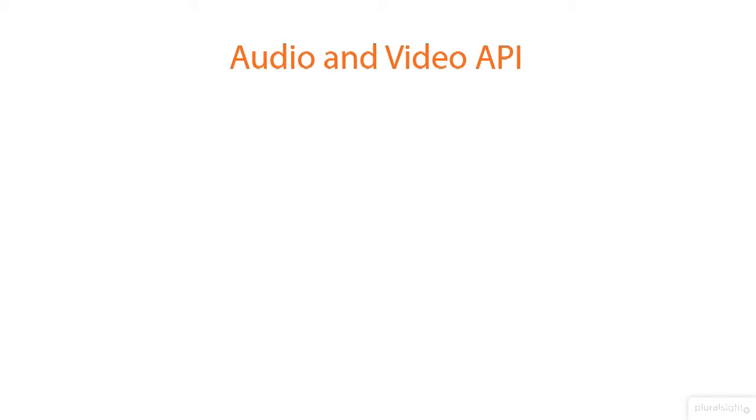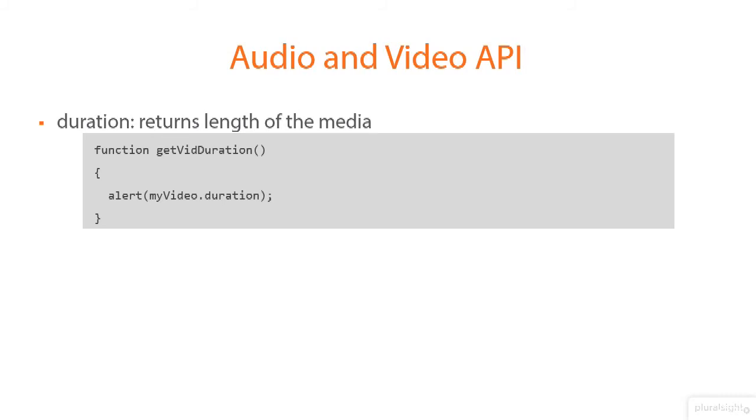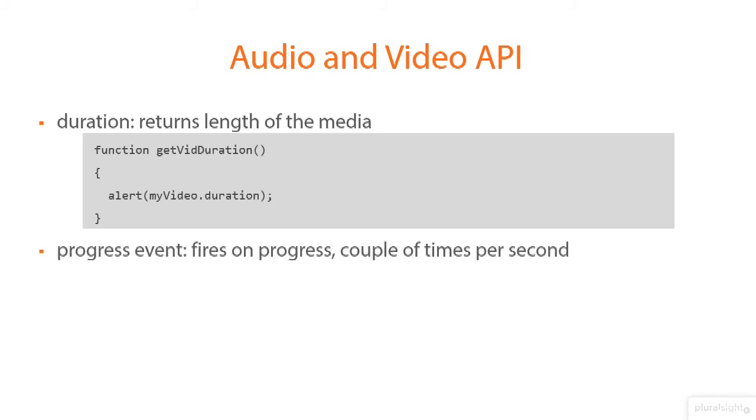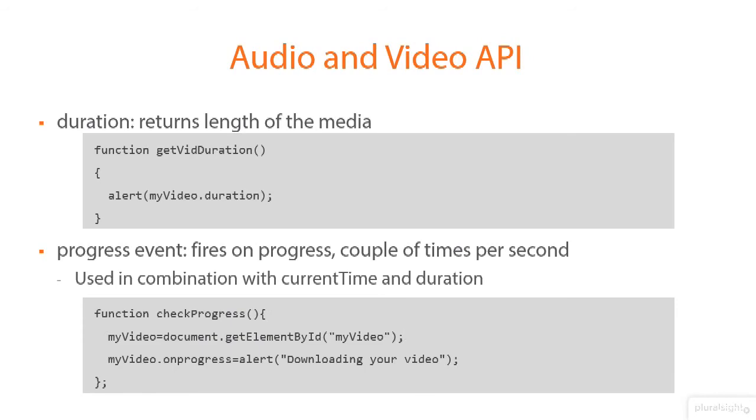There are two more interesting properties in this area. The first one is the duration property. Quite logically, the duration property is used to fetch the length of the content. This can be useful to show the progress of the playback. And related to progress is the progress event.